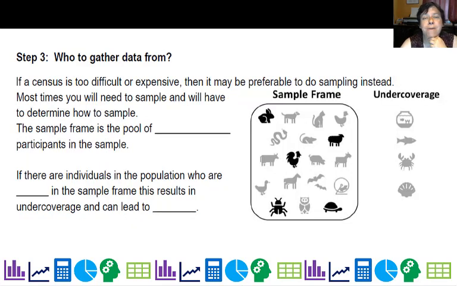So, who do we gather data from? If a census is too difficult or expensive, you might want to be doing a sampling instead. Most times, you're going to need to sample and you'll have to figure out how. Now, the sample frame is the pool of possible participants. If there are individuals in the population who are not in the sample frame, this can lead to bias.